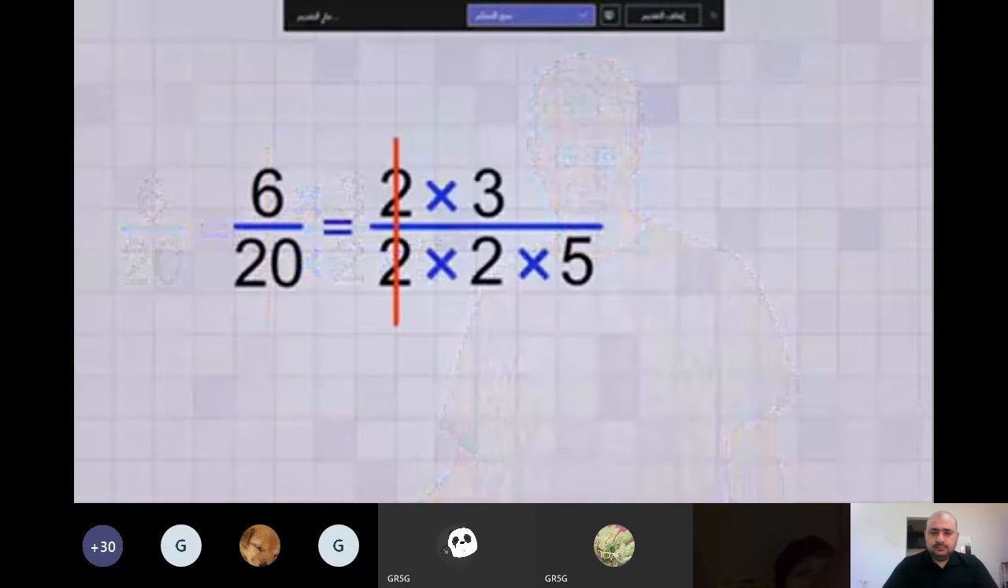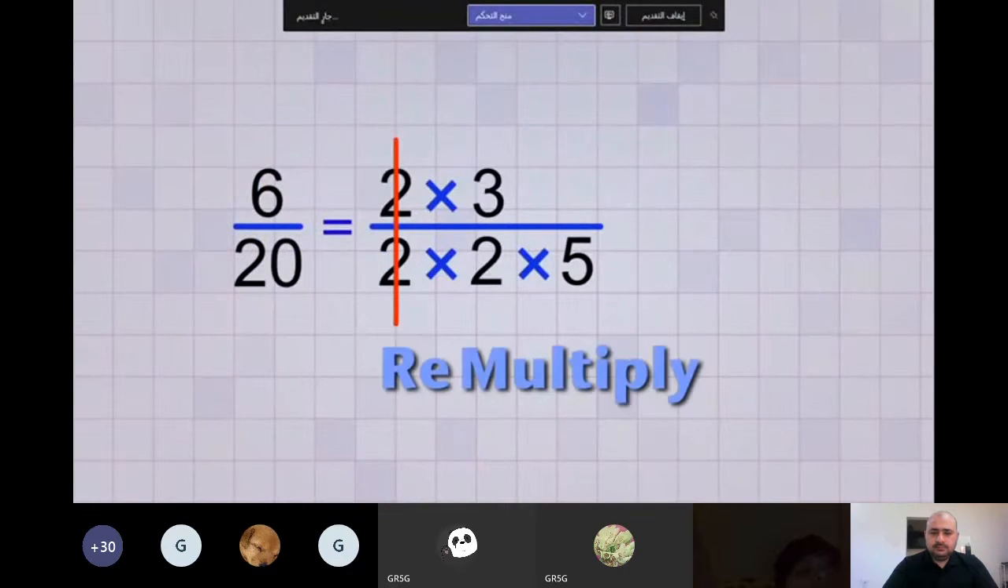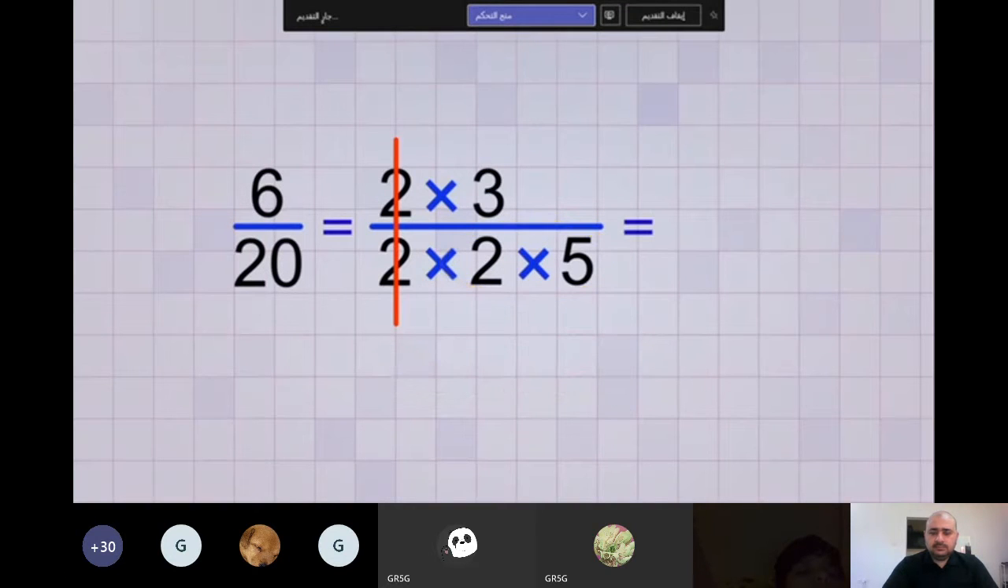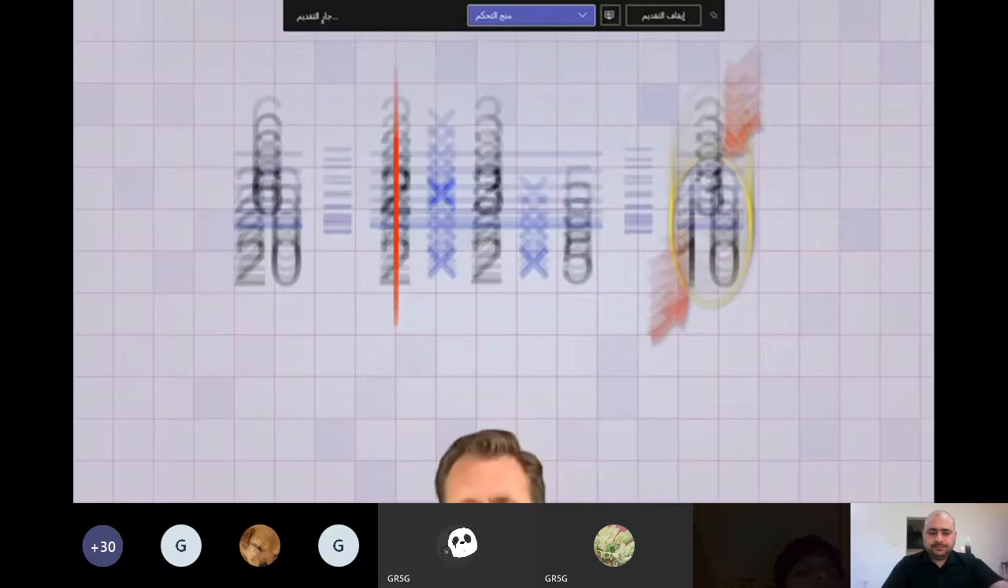And last, once all the common factors have been canceled, you need to remultiply any factors that are left over on the top or bottom. This makes sure that you end up with only one number on the top and bottom of your simplified fraction.